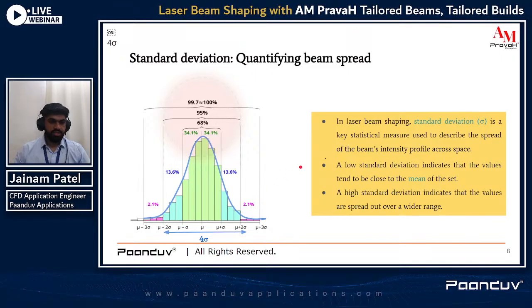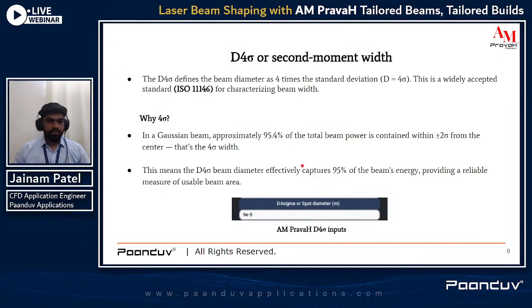Generally, we are using the 4 sigma, which covers 95% of the laser beam spreading. So D4 sigma, or the second moment of width. The D4 sigma defines the beam diameter as 4 times the standard deviation. D equal to D4 sigma is what we are using in the AM PravaH software. This is a widely accepted standard by the ISO for characterizing the beam width.